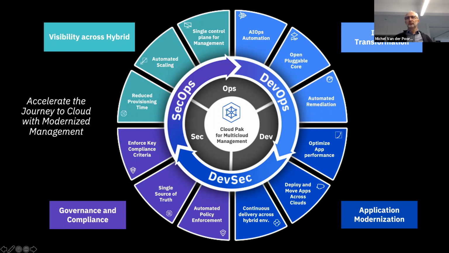Automation, crucial. And then more into the application modernization is, okay, what needs to happen to optimize the application performance? How can I deploy and move my application across different clouds? Then in the CI/CD, how can I deploy and deliver my application across those hybrid environments, again, where it makes most sense for my business?